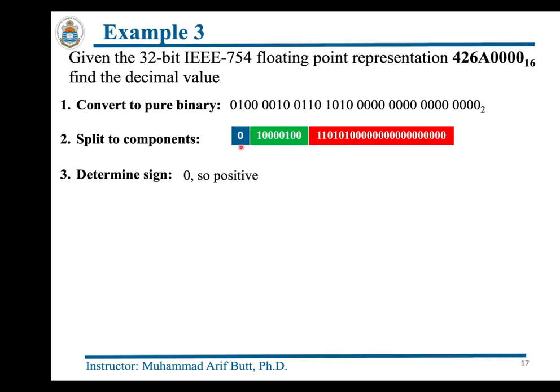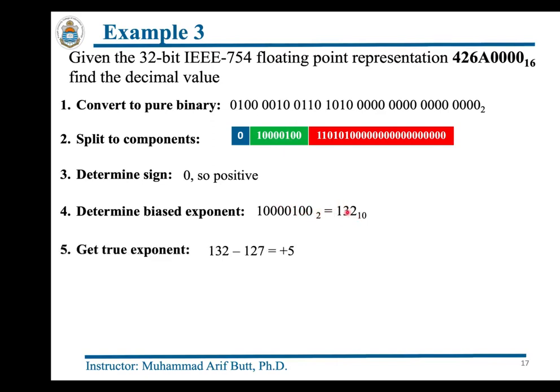Since we have a 0 over here, that means the number is positive. Then we determine the biased exponent. This is the biased exponent which is stored over here, and this 8-bit biased exponent in binary is equivalent to 132. Now we need to get the true exponent. To move from biased to true exponent, we need to subtract 127. So we get plus 5.